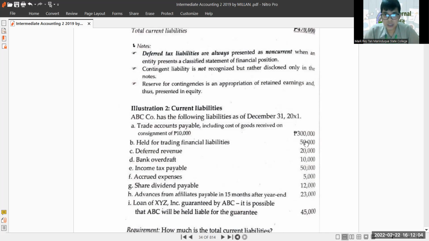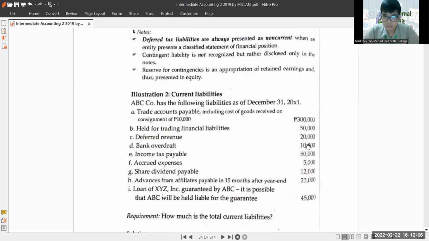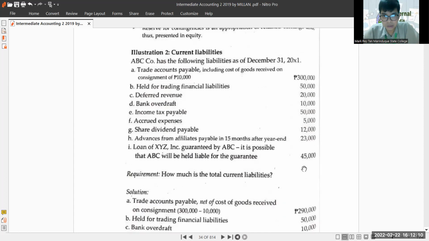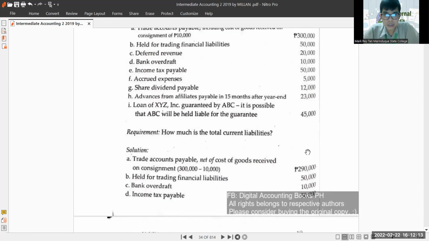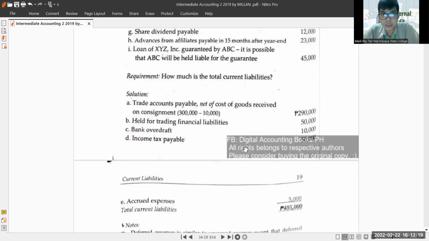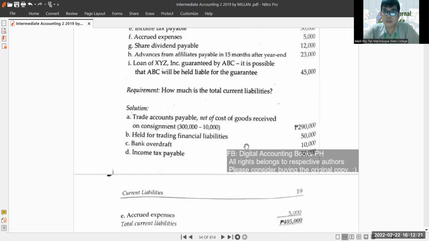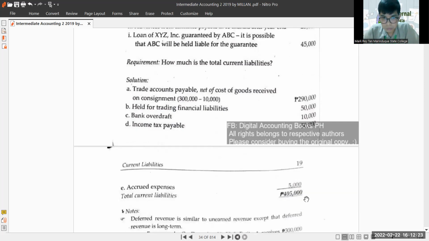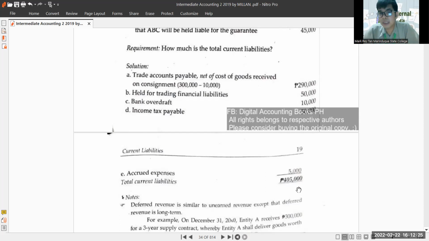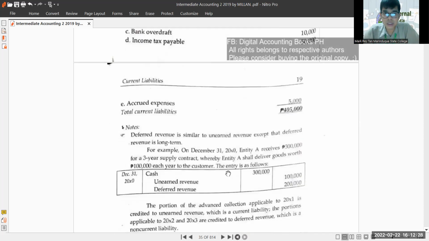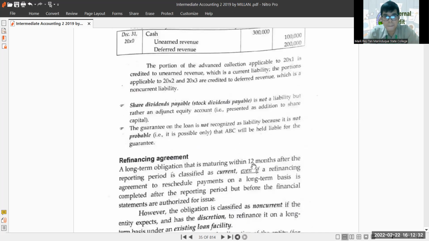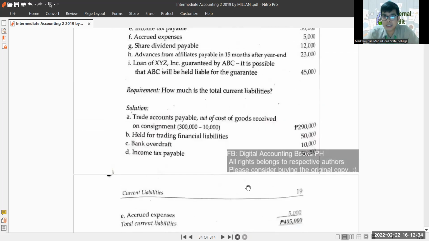Okay, so hindi ko natanda lahat kasi PDF ito, pero nasa baba yung solution. I believe tama naman lahat ng sinabi ko. So we have here 290, 50, 10, income tax payable, accrued expenses. Ayun. So tama naman lahat ng sinabi ko. The answer is 405,000. So may explanations dyan. Ayun, ito pala. Yung deferred revenue. Okay, so class, ito na, last na to.